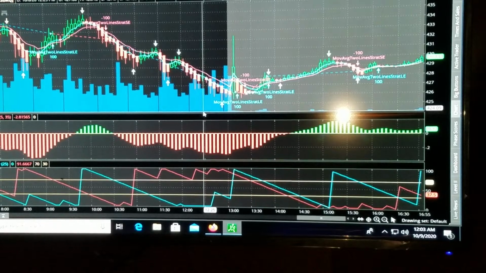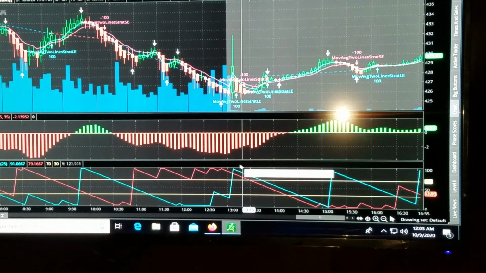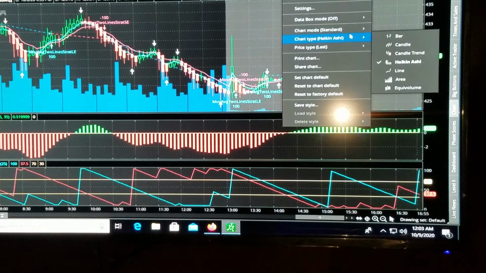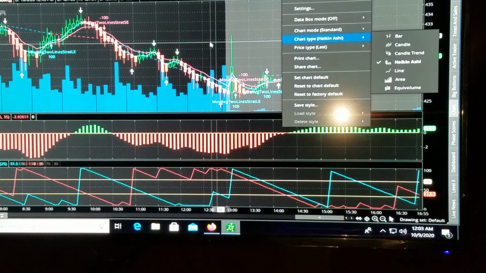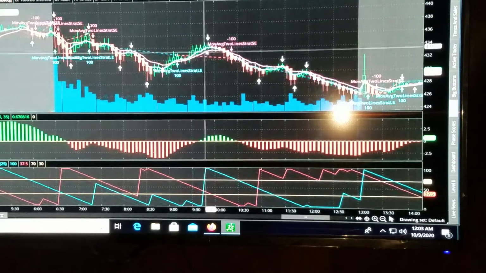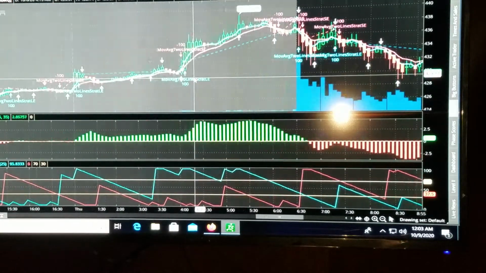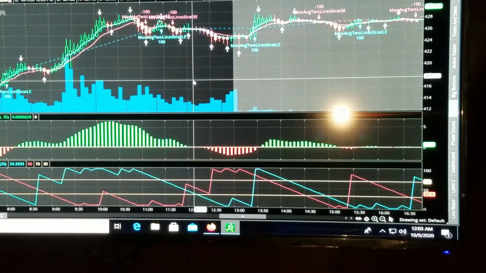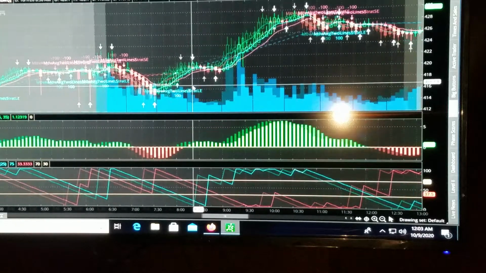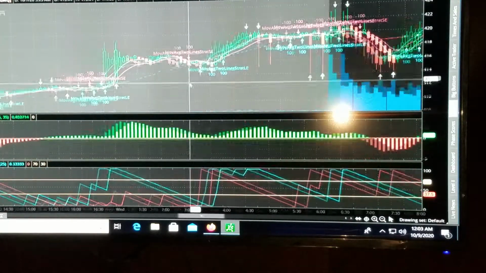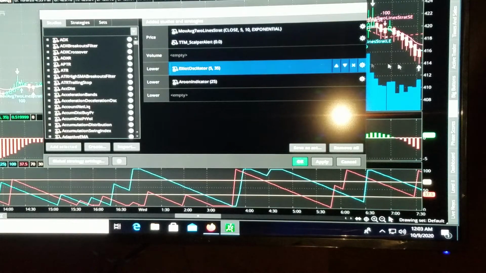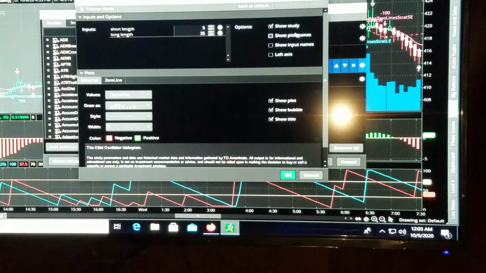Alright, here we are on our Thinkorswim platform. And we are doing some backtesting using the TTM scalper study, the Elliott wave oscillator.